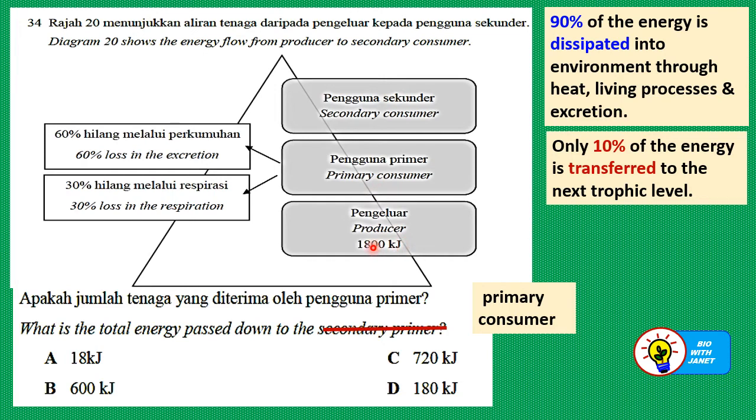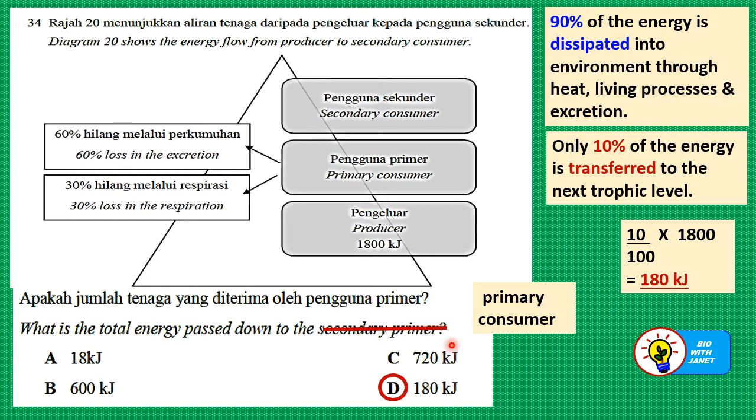So we have to take this 1,800 kilojoules of energy, and you have to multiply it by 10%. Okay, only 10% is passed down to the primary consumer. The rest of it is dissipated, as we have mentioned here, into the environment. Okay, so our working will be 10%. So 10 over 100 times 1,800, and the answer is 180 kilojoules of energy. So the answer is D.